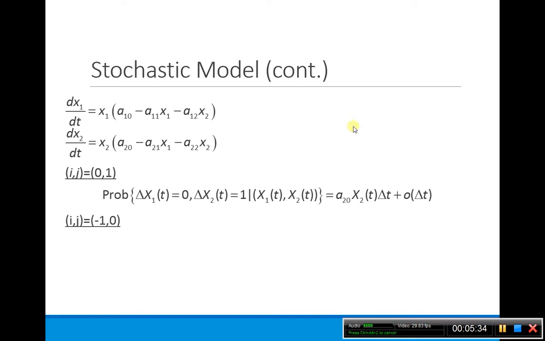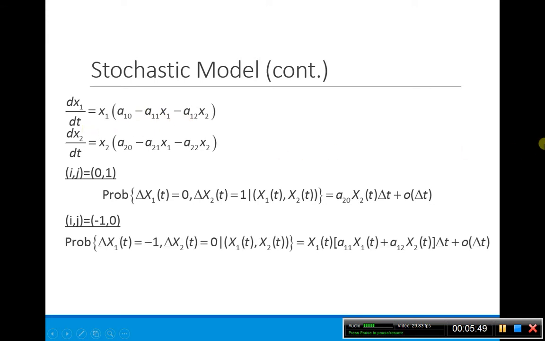Now how can we lose 1 for population 1? Well, this is a minus sign, so this means it's going to be decreasing. So here we're going to have these two things multiplied by x1. So the probability that the change in x1 is going to be decreasing by 1, x2 stays the same, would be x1 times our a11 x1 plus a12 x2 times delta t plus order delta t.